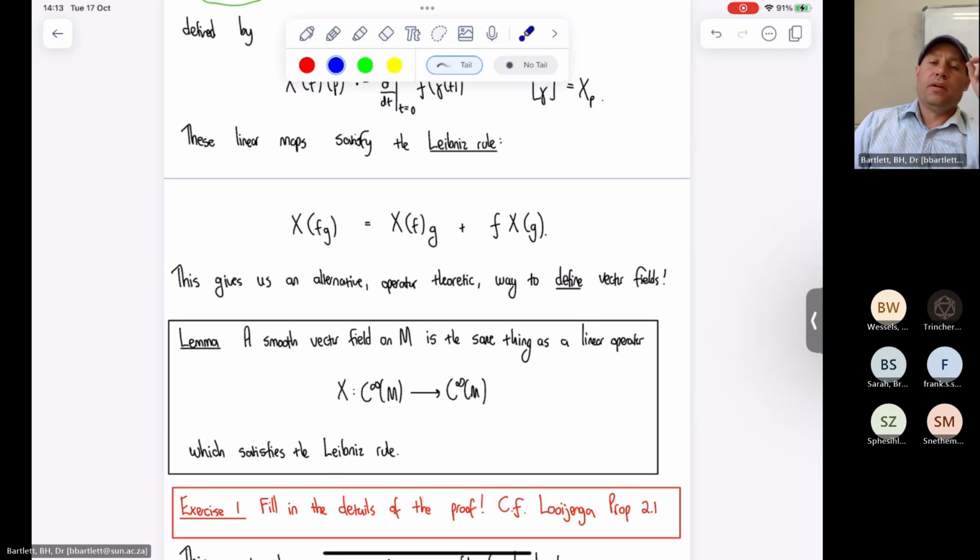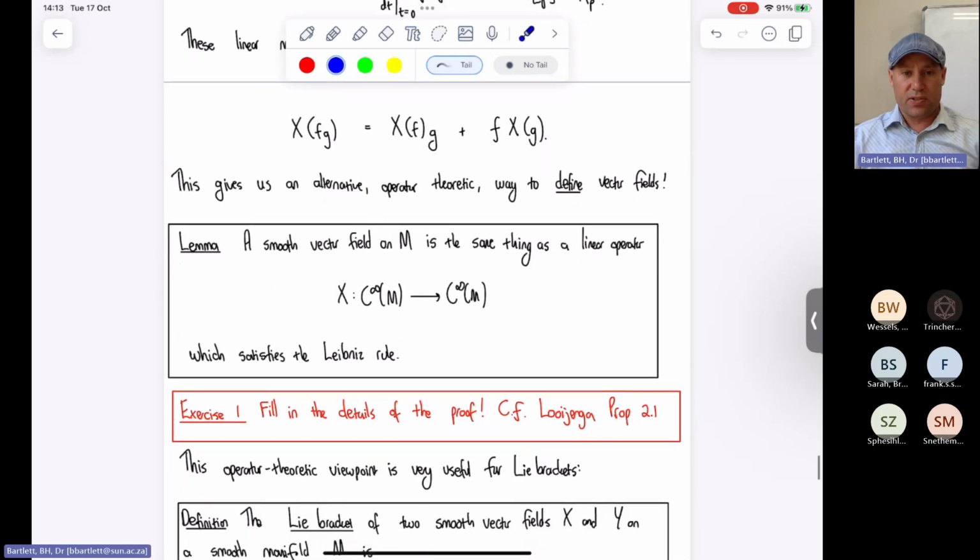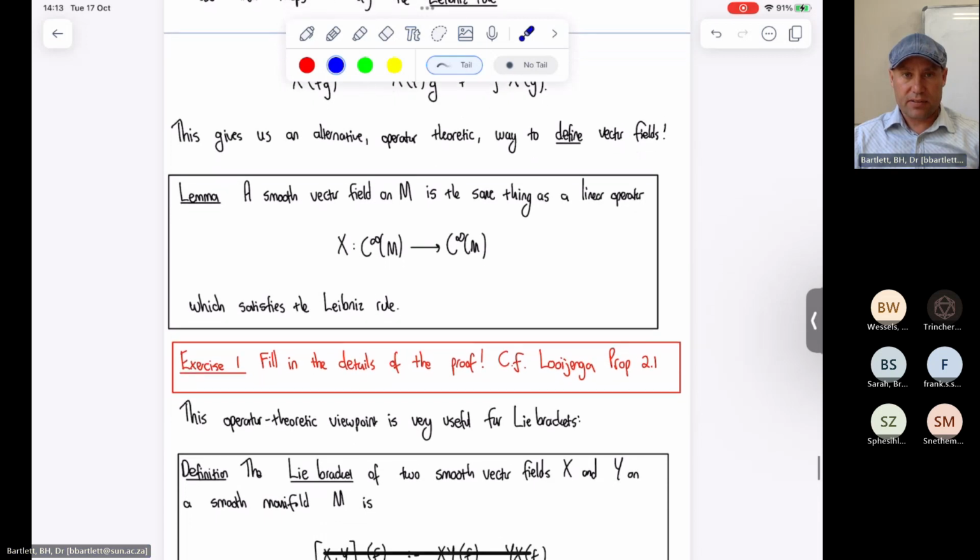Right. So that's the one concept we're going to need, the idea of thinking of a vector field as an operator from functions to functions. And why do I want that? Because this operator theoretic viewpoint is very useful for Lie brackets.